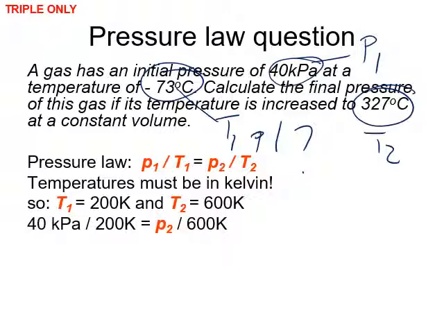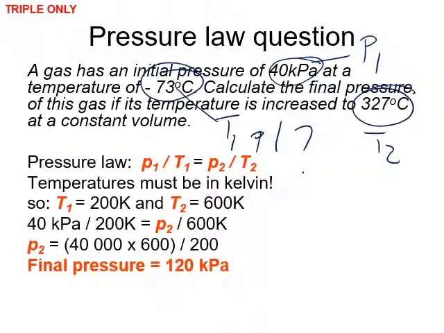So plugging the numbers in, we get the following equation. We rearrange it to give P2 equals 40,000 times 600 divided by 200, which will give a final pressure of 100 kilopascals.